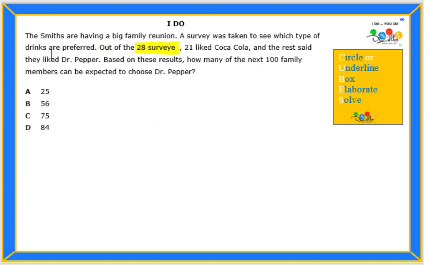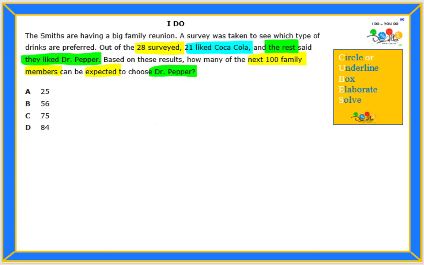Out of 28 students, 21 liked Coca-Cola, and the rest said they liked Dr. Pepper. Based on these results, how many of the next 100 family members can be expected to choose Dr. Pepper?